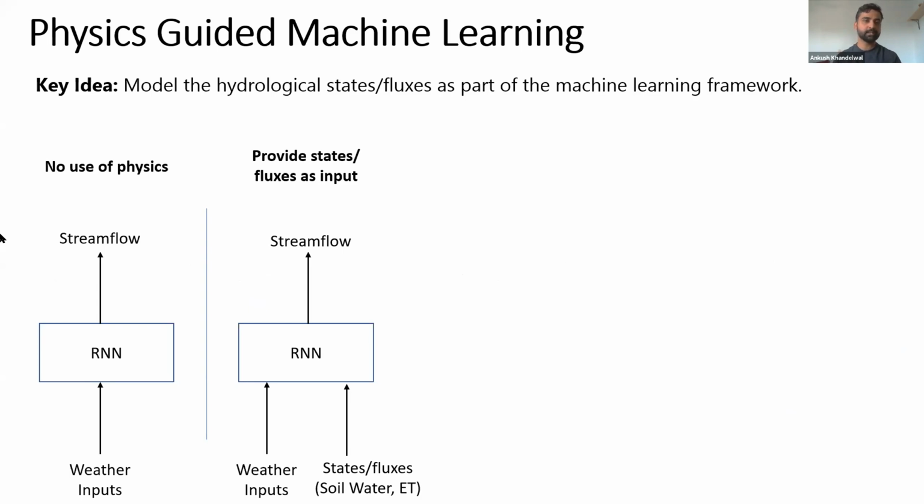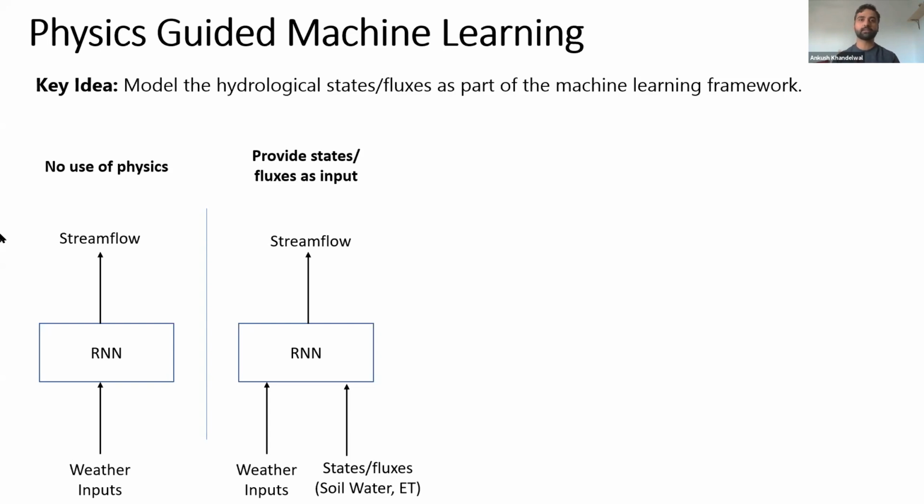So what are the different ways in which we can bring these states and fluxes into our machine learning? The architecture on the left is the basic architecture that I showed before, that uses no physics information and directly tries to model streamflow from weather inputs. The architecture in the middle shows that we can bring in these extra variables as inputs to our system. For example, in the previous talk, Chris showed that he used precipitation together with evapotranspiration to drive his LSTM model.